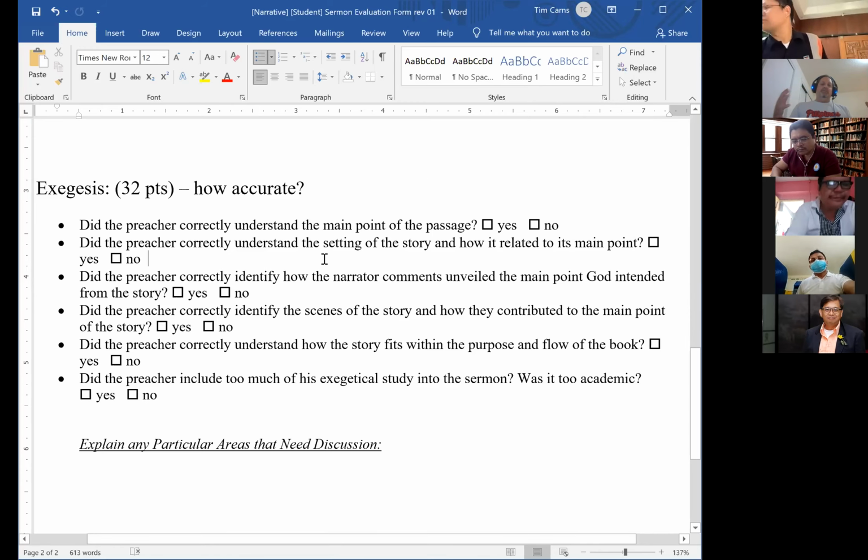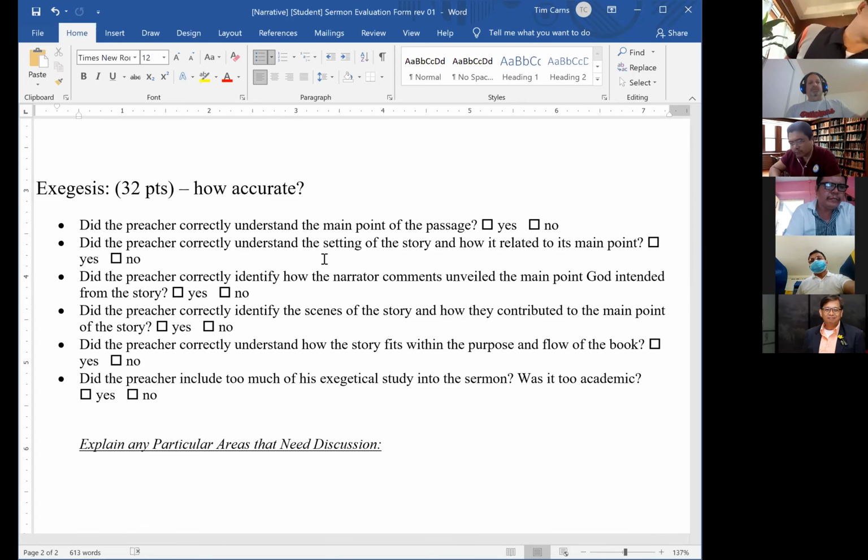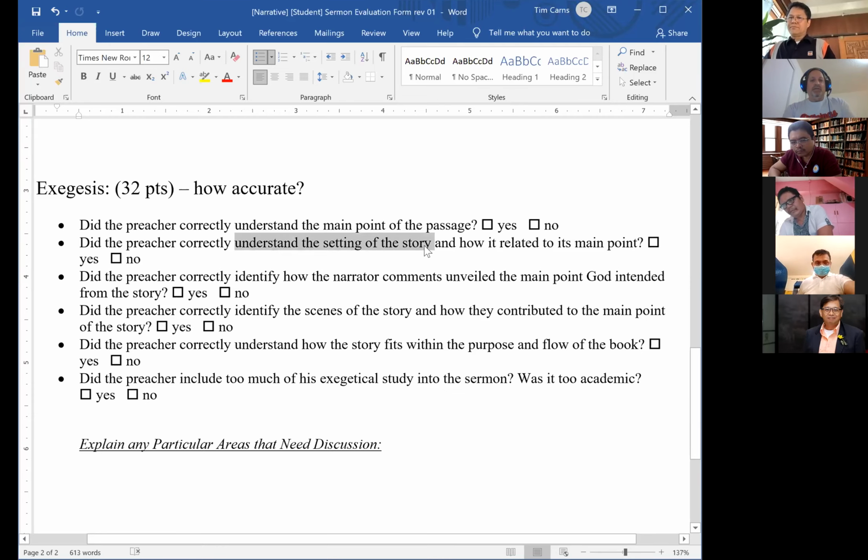And in Jonah, the setting is really going to be related to who the Ninevites are, why, and Jonah's refusal to follow God's instruction, and how that then brings us to chapter 3, where he eventually does obey, but it's not with a repentant heart. And that's revealed in chapter 4. So the setting of the story, that's an important element. So did the preacher correctly understand that setting and how it's connected to the main point?